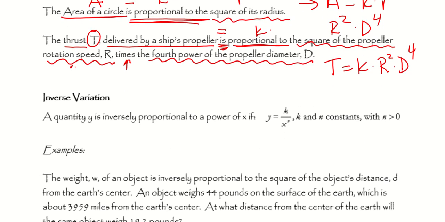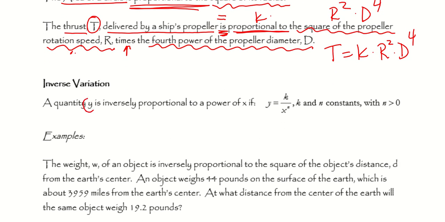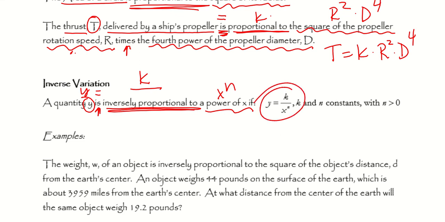All right, let's talk about inverse variation. If a quantity y is, is means equals, so y equals, inversely proportional to a power of x, that means you're going to take your constant and then divide by that power of x. So you get y equals k over x to the n. Here's an example.